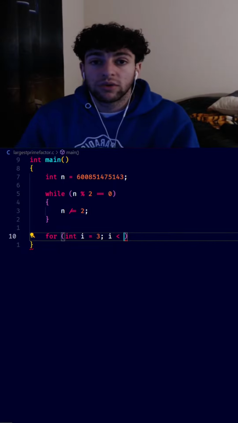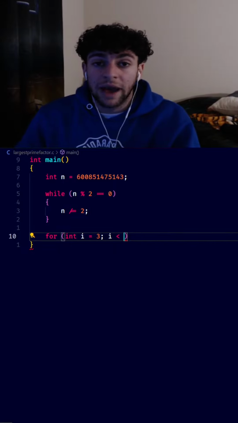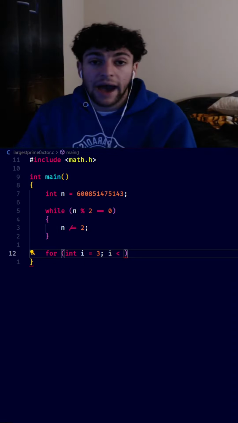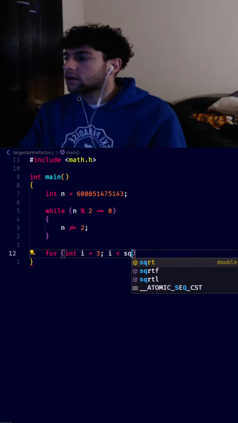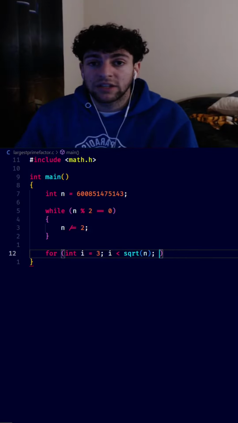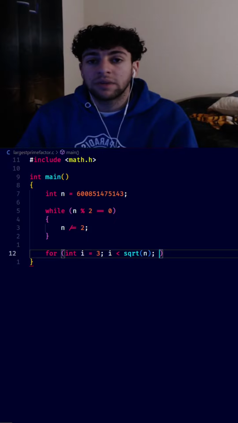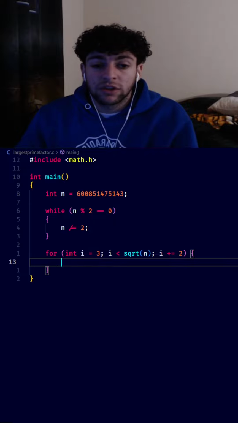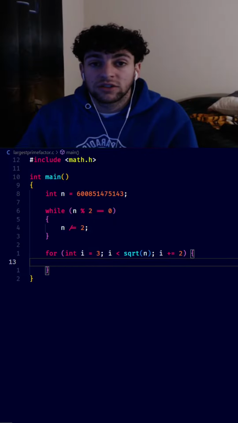And to use square root in C, we're going to have to include the math.h library. Now we can use our square root method. For our for loop, we're going to increment i by 2 since we know that i cannot be an even number. Now we will use a while loop similar to what we did with the prime factor 2 to check if n is divisible by i.